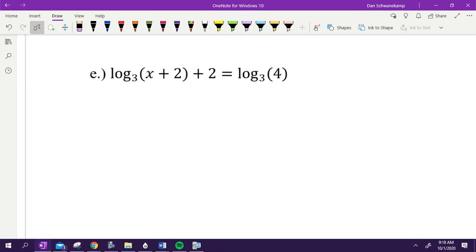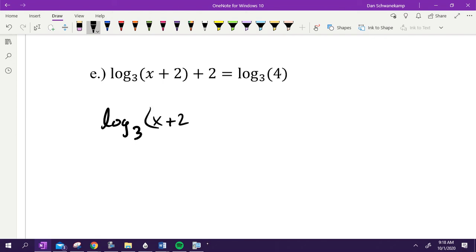Try letter E. See what you can do on E without me. Thoughts on letter E? What should I do first? Can I condense the left side right now? No. I've got a log and a number, and on the right side I just got a log. Well, remember that you can always manipulate an equation. If I add and move stuff, then the problem is going to become easier. So in this case, what do you think I should do?